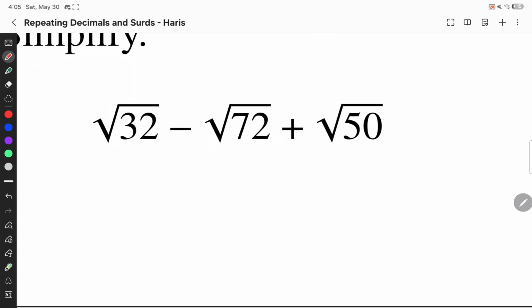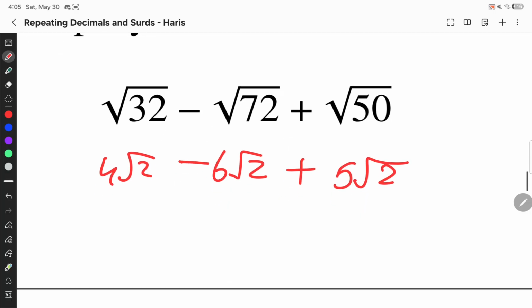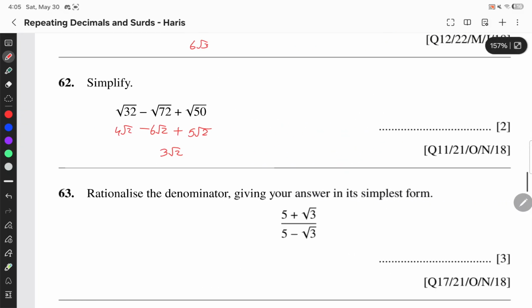We can simplify this to be 5 root 2. So here we can possibly find root 2, which is 2 to the 4, root 2 to the 4, so this is 4 root 2 minus 6 root 2. Okay, you can do this slowly, do not worry. It's negative 2 plus 5, it is 3 root 2.